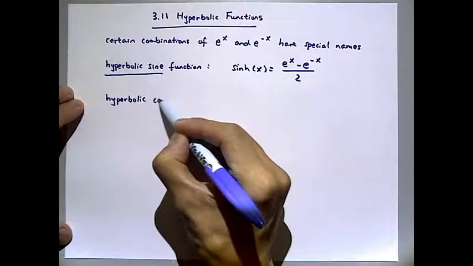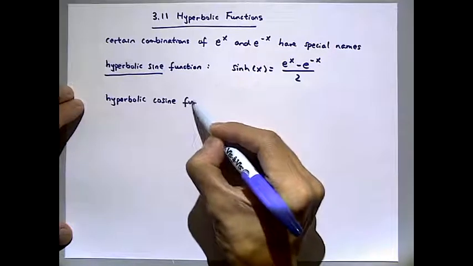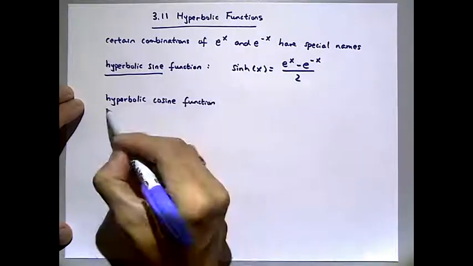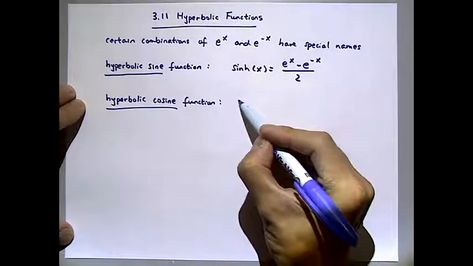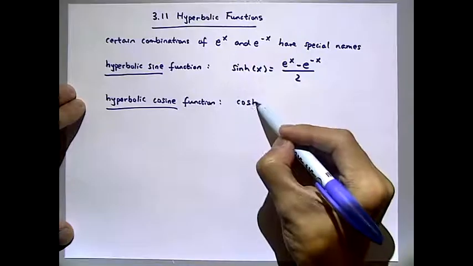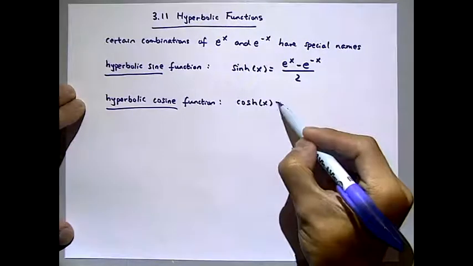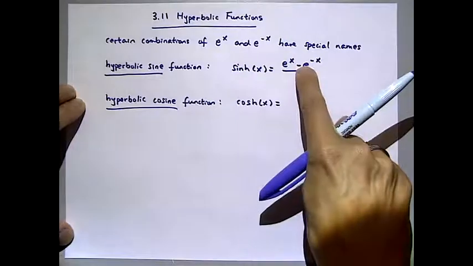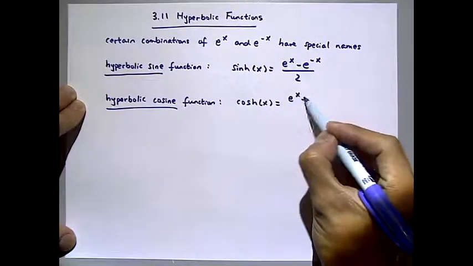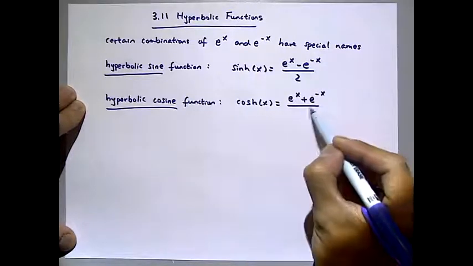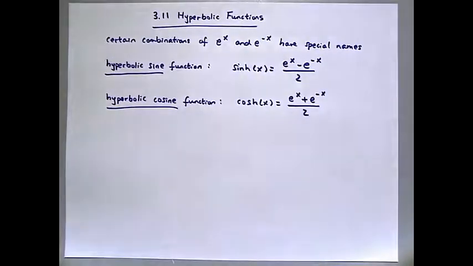The hyperbolic cosine function is defined similarly, and it's also written similarly. You get cosine, the regular cosine, with a hyperbolic h at the end of it. And instead of a negative, if you put a positive here, you get your hyperbolic cosine. And there's such a thing as hyperbolic tangent, hyperbolic secant, hyperbolic cosecant, all of that stuff.